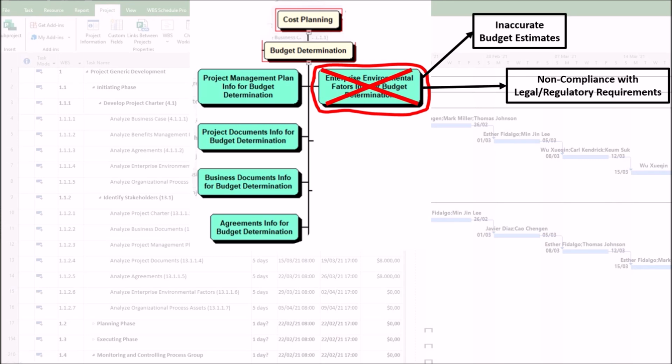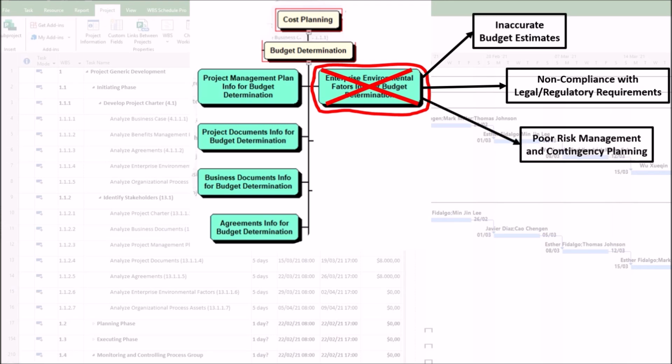2. Non-compliance with legal and regulatory requirements. First, overlooked taxes and fees. Missing tax laws, import duties, or environmental compliance costs can lead to unexpected financial penalties. Second, violation of industry standards. Budgets that ignore safety or quality regulations may require costly last-minute adjustments. These factors can result in legal fines, project shutdowns, or reputational damage.